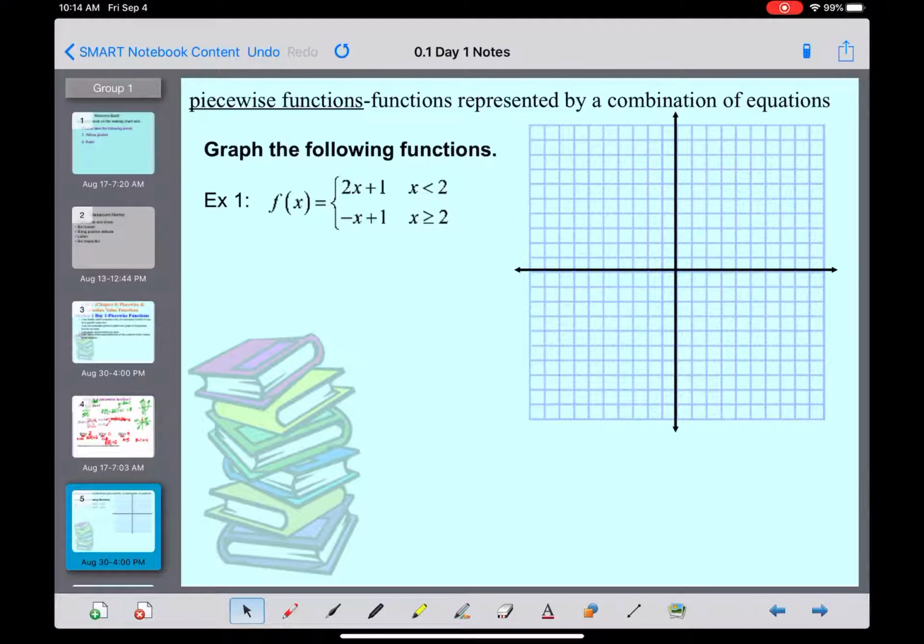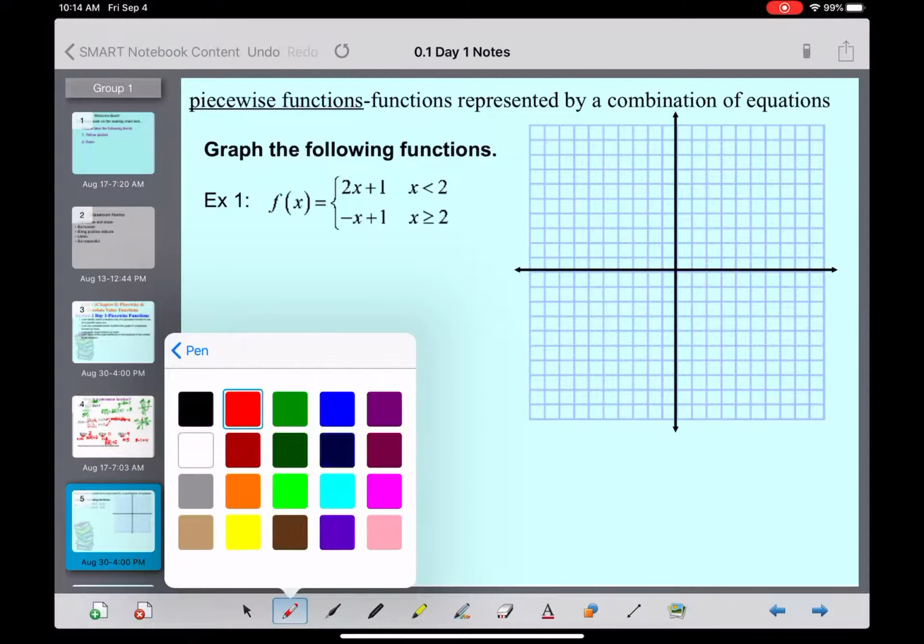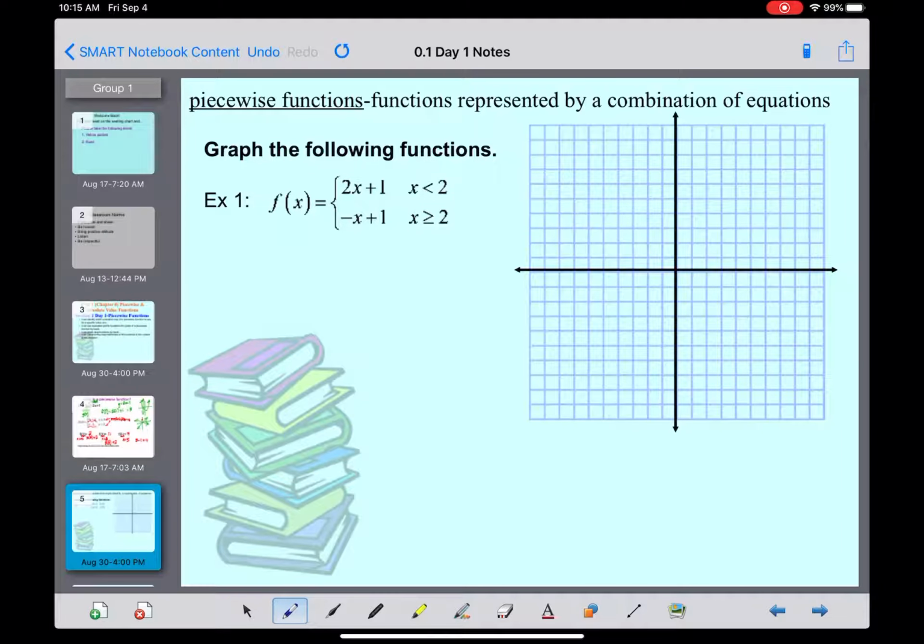All right, so now we're going to go through the process of actually graphing the piecewise function. Remember, a piecewise function is represented by a combination of equations. This part right here is called your restrictions, and these are your two different equations.